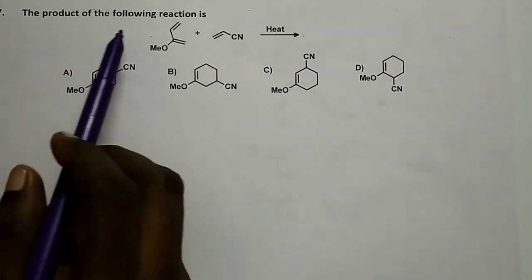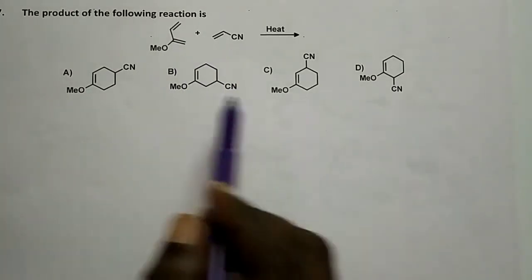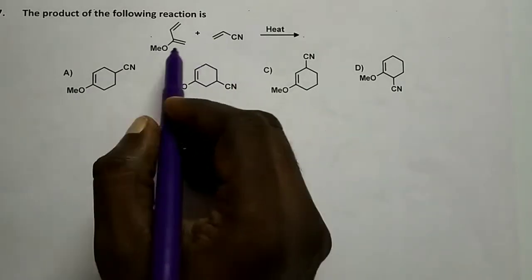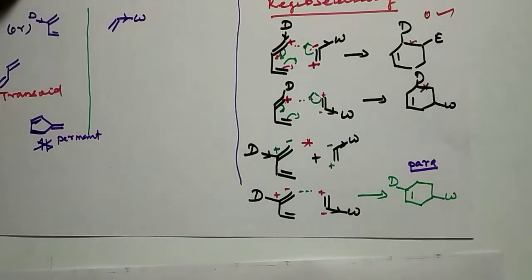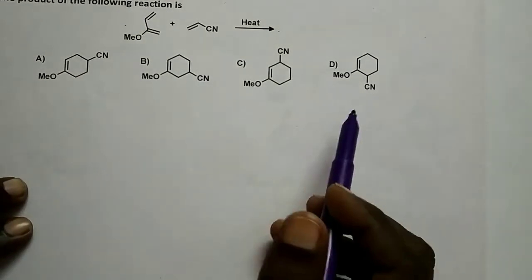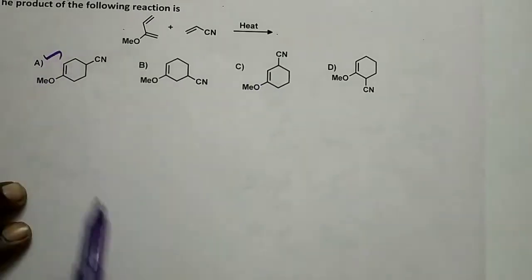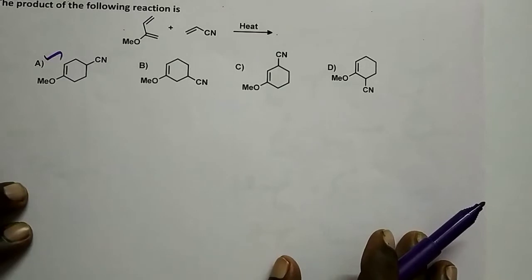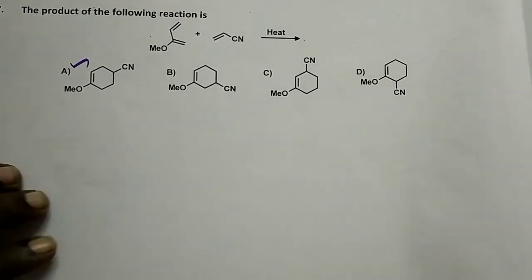Let's see this question. The product of the following reaction is, okay, look at this, which one? Okay, substitution is at the second position. What is preferred? Para is preferred. Okay. Where is para here? This is meta, ortho, para is here. So the answer is A. Okay, A is the answer. Para disubstitution. Okay, right.